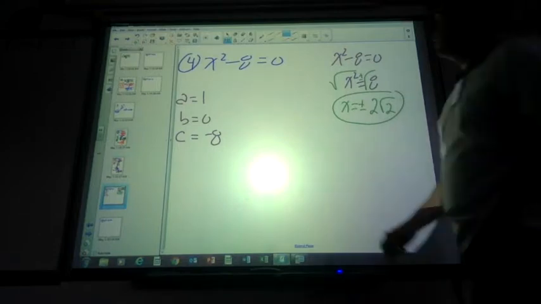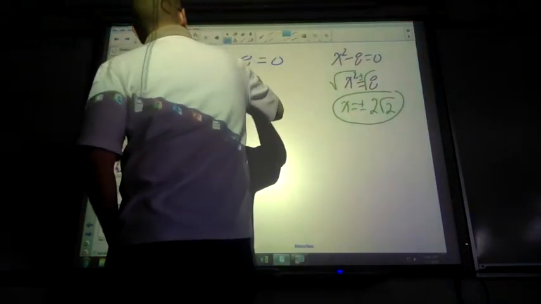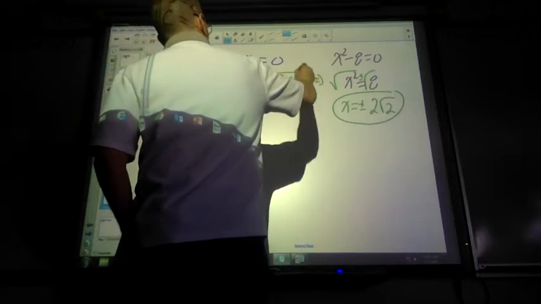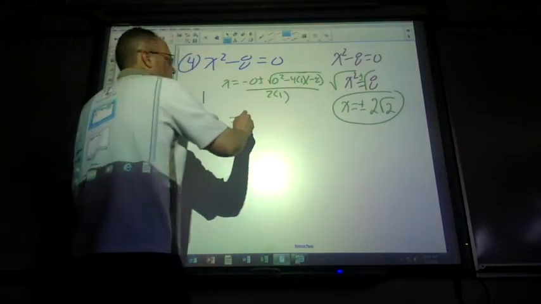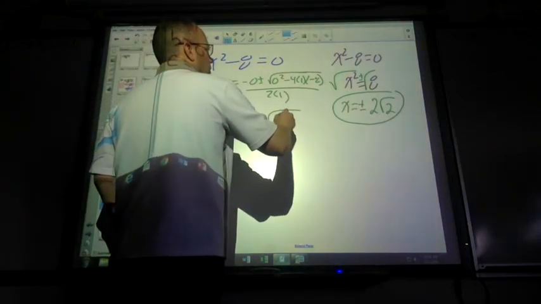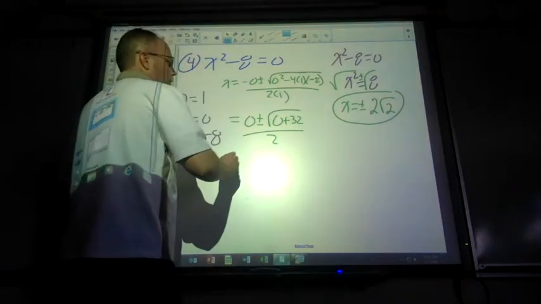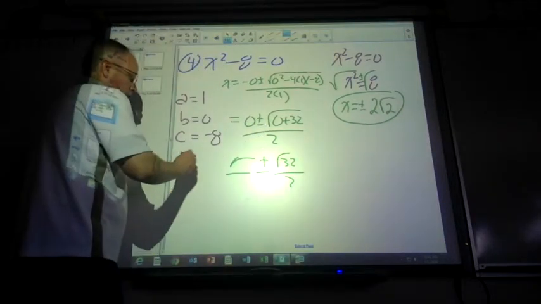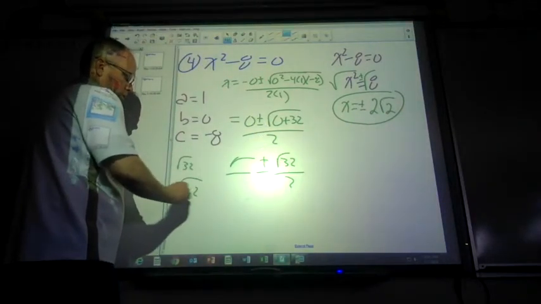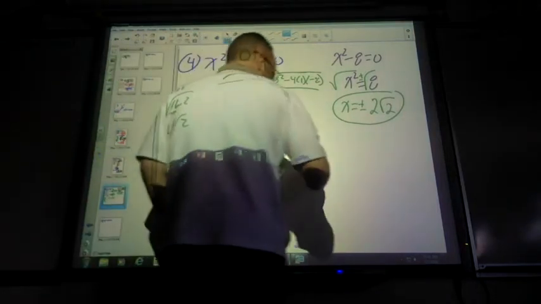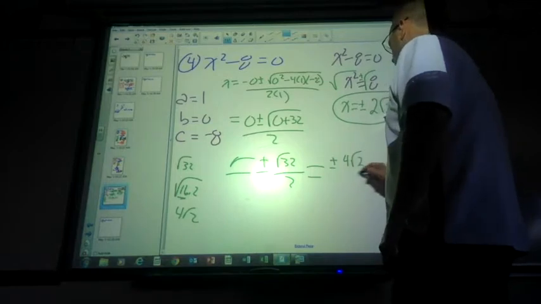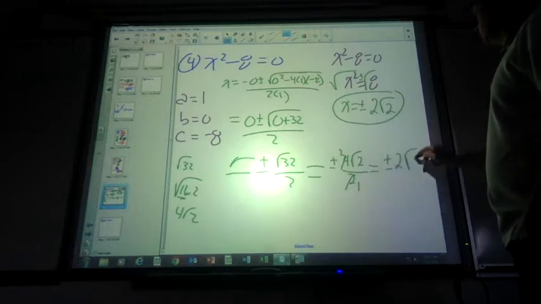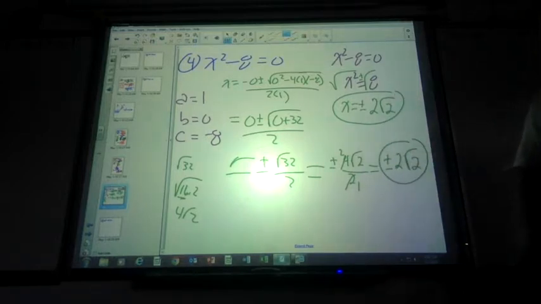For those of you who need the quadratic formula, x is equal to negative b plus or minus the square root of b squared minus 4ac all over 2a. Negative 0 is just 0, plus or minus the square root of 0 plus 32, over 2, equals plus or minus root 32 over 2. Root 32 breaks down into 16 times 2. That's going to give me 4 root 2. So that's going to give me plus or minus 4 root 2 over 2. Reduce. Oh, look. That's the same answer. Wow.